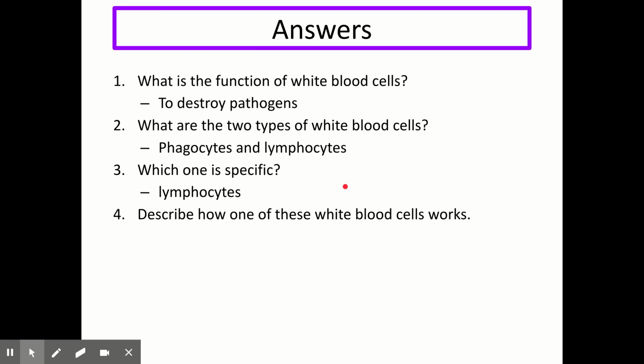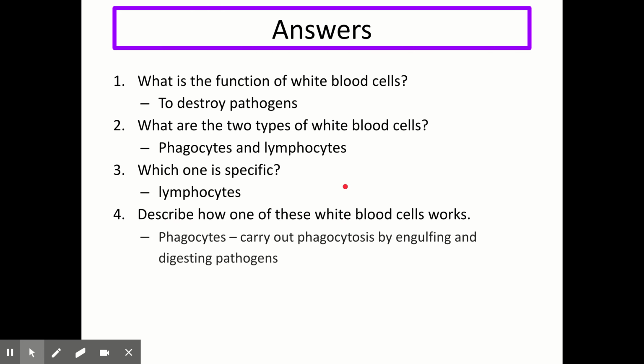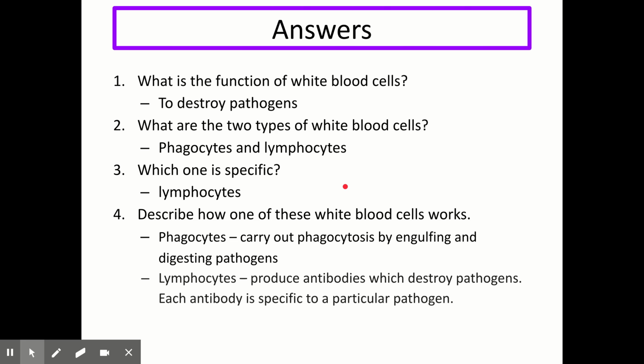Describe how each one of these white blood cells works. Well, phagocytes carry out phagocytosis by both engulfing and digesting pathogens, whereas lymphocytes produce antibodies which destroy pathogens, and each antibody is specific to a particular pathogen.